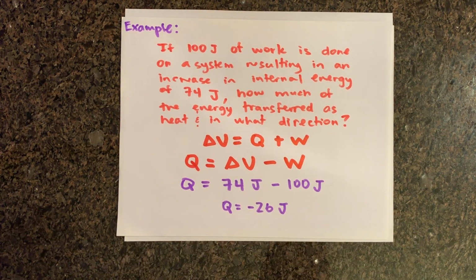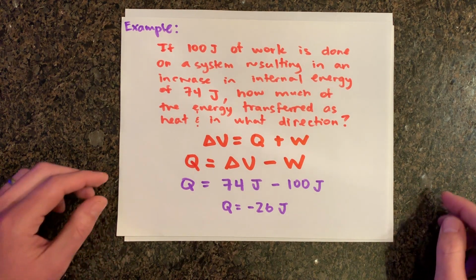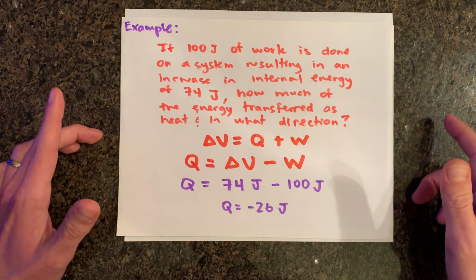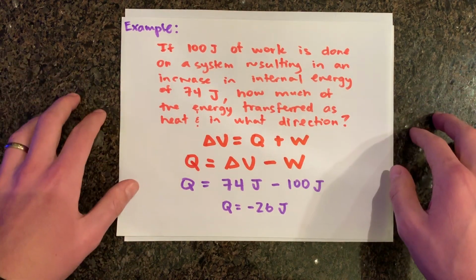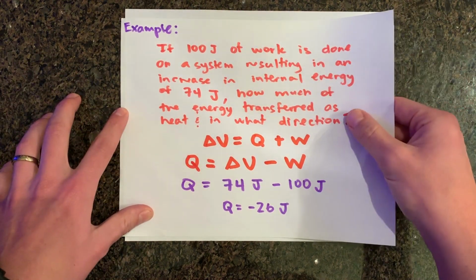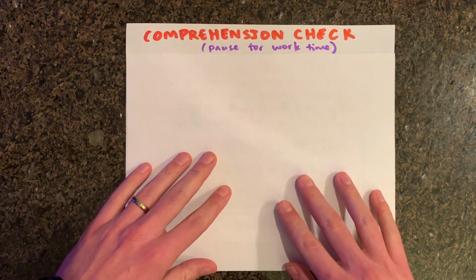This means that as 100 joules of work is applied to the system, only 74 joules go toward increasing the internal energy of the system, while 26 joules are lost as heat dissipated out of the system. These kinds of calculations will happen a lot in thermodynamics, so let's check comprehension with a practice problem.